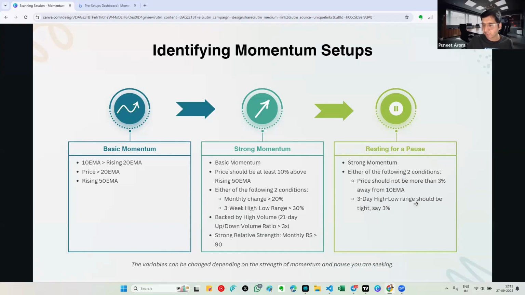Or the 3-day high-low range should be tight, let's say 3%. It can be an inside bar. It can be making a mini coil also. So that kind of a pause should be there before the breakout actually happens.